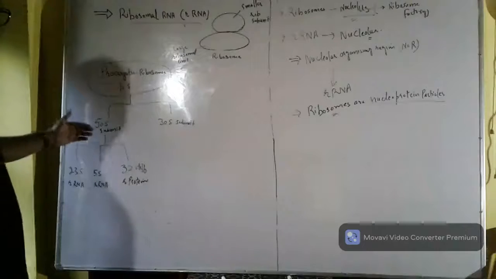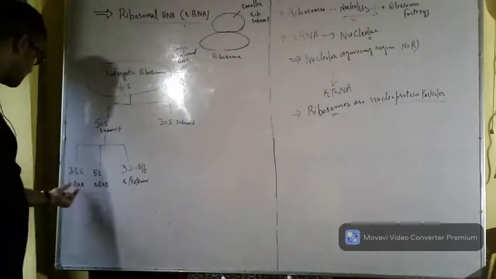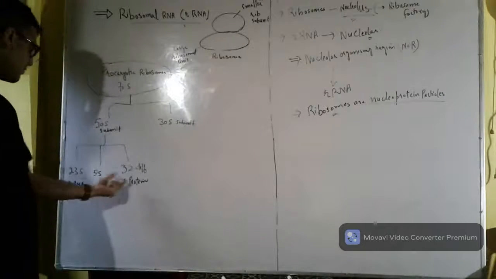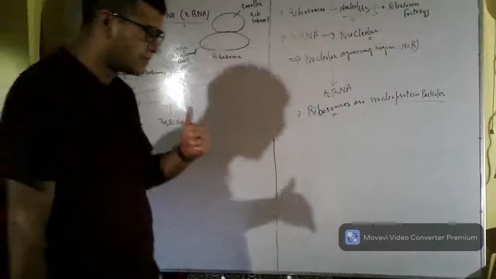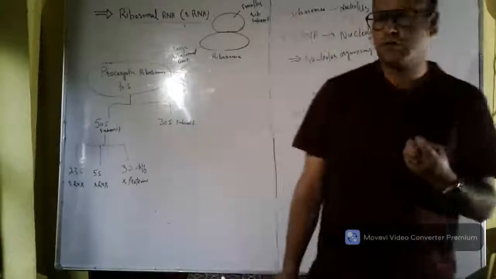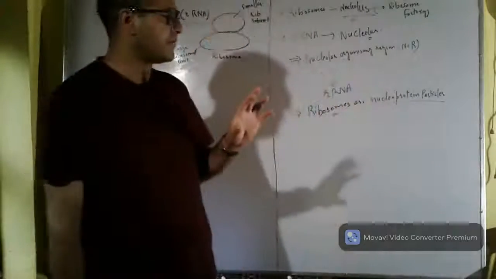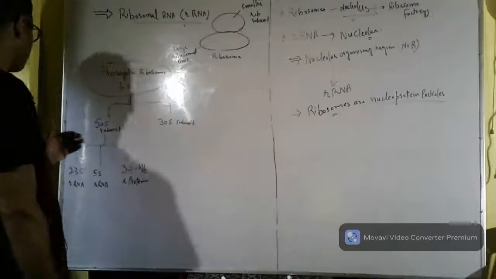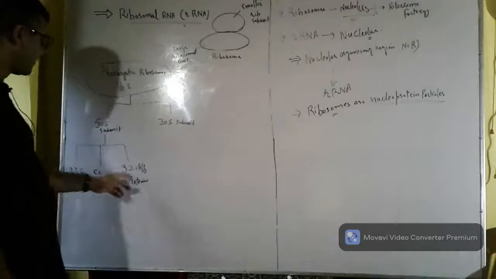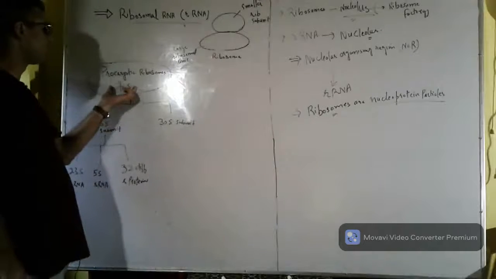So the 50S subunit of the ribosome has two components: ribosomal RNA and ribosomal proteins. It has 23S ribosomal RNA, 5S ribosomal RNA, and 32 different ribosomal proteins. Here S represents the sedimentation coefficient, or Svedberg unit, the rate at which particles settle down in a centrifuge. This is one of the subunits of the prokaryotic ribosome.